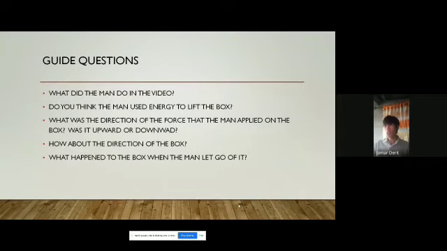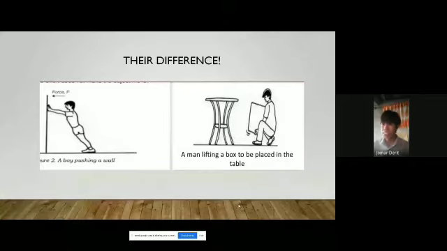So going back to the picture that I first showed you in the first slide, I told you that the boy is not doing work, even though he's just transferring energy. More on the definition of work. While in the second picture, a man is lifting a box to place on a table. We are going to understand now why the boy is not doing work even though he's transferring energy. But I'm gonna ask you a question first. What is the direction of the force used by the boy to push the wall?